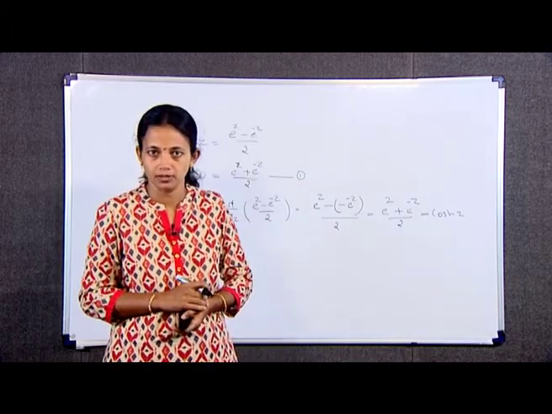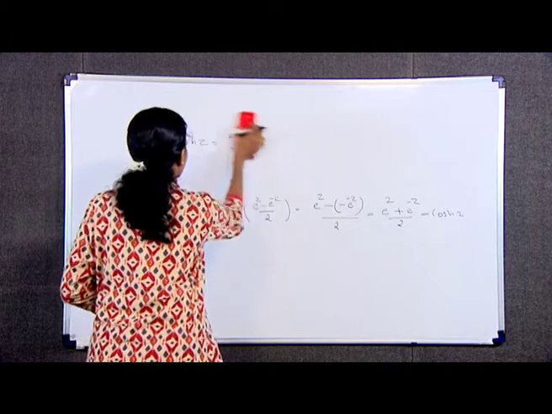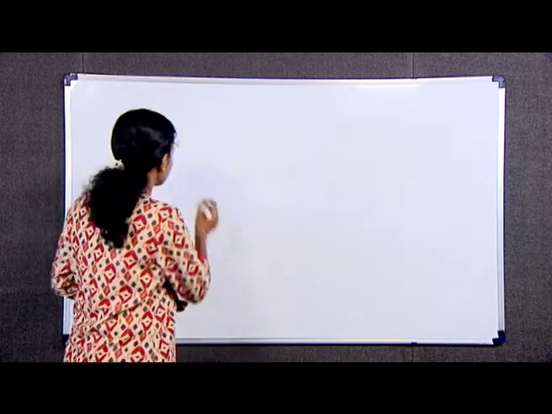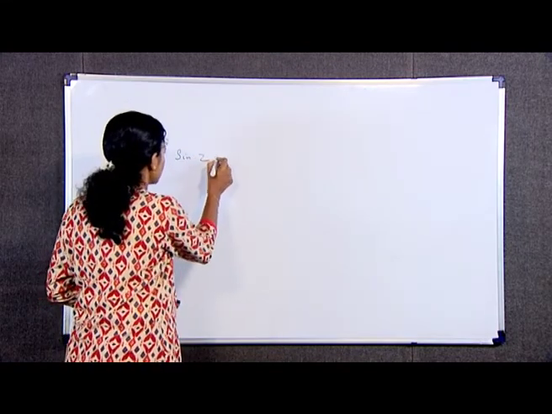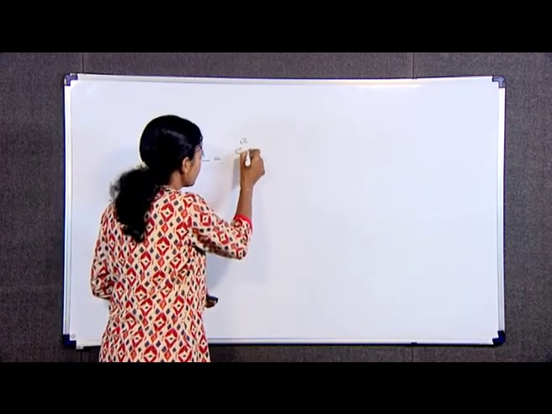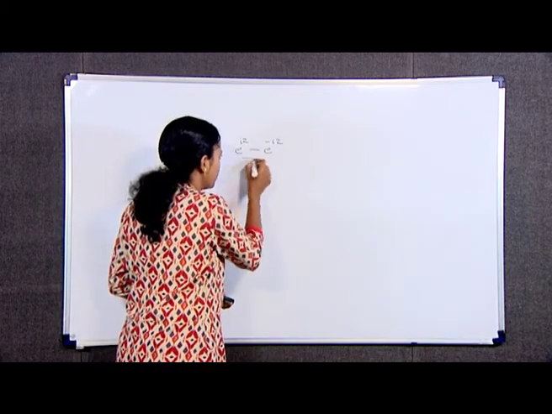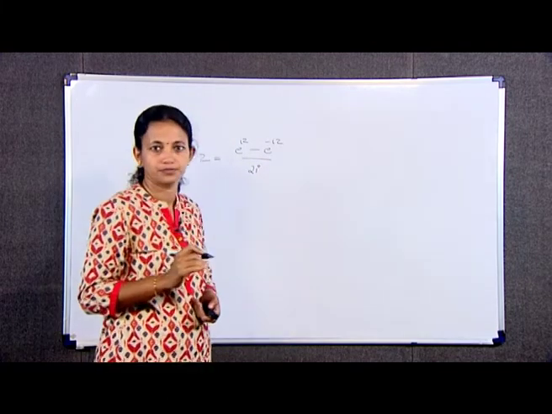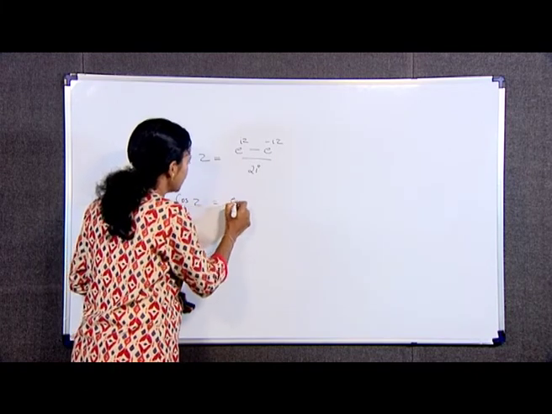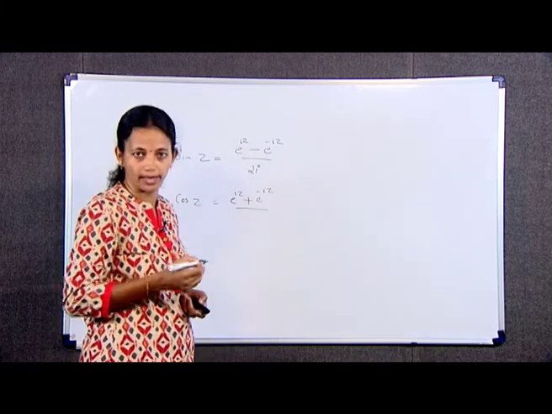In the previous chapter, we have seen that sin z is equal to (e^(iz) minus e^(-iz)) by 2i, and also cos z is equal to (e^(iz) plus e^(-iz)) by 2.